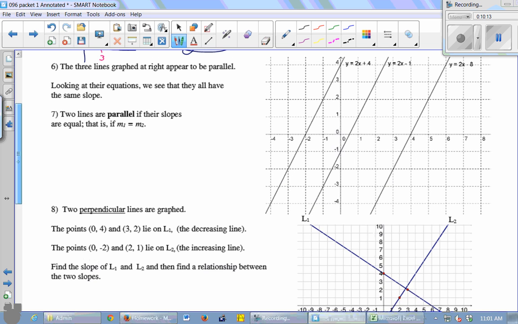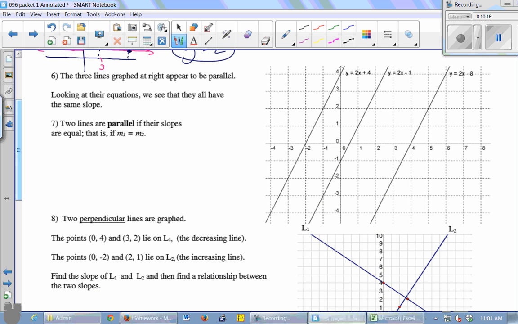All right. We've got three lines graphed over here. They appear to be parallel, right? You guys know what parallel means? Never touching. Yeah. So looking at their equations, what is the slope of each of these lines? Two, just two. The x is not part of the slope. So it's just the number that's touching the x is the slope. You can identify the slope from the equation of the line because these are all in y equals mx plus b form. So it looks like they all have the slope 2, right?